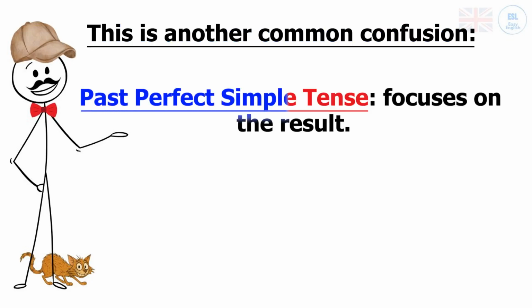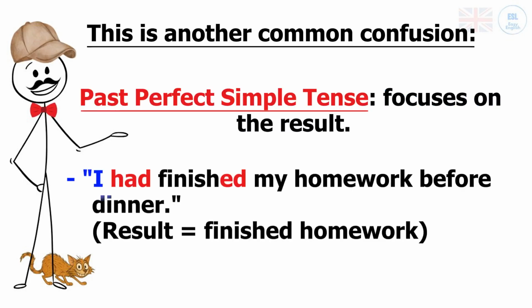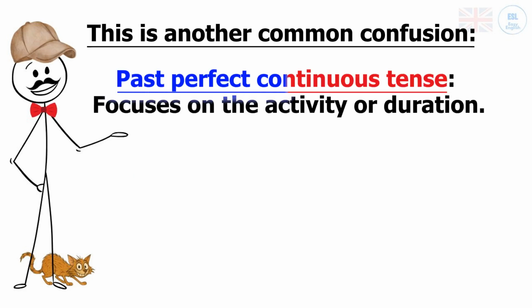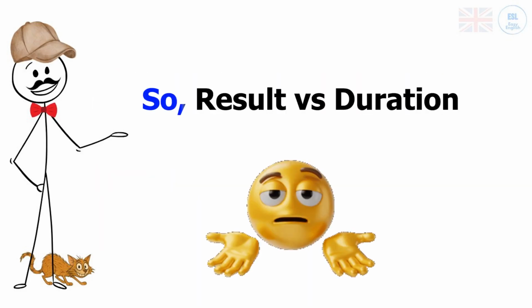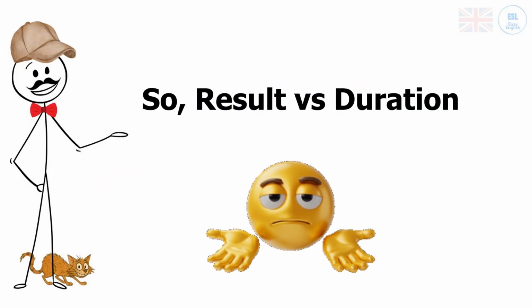Past perfect simple tense focuses on the result. I had finished my homework before dinner. Result equals finished homework. Past perfect continuous tense focuses on the activity or duration. I had been doing my homework for an hour before dinner. Focus equals the activity and time spent. So, result versus duration.